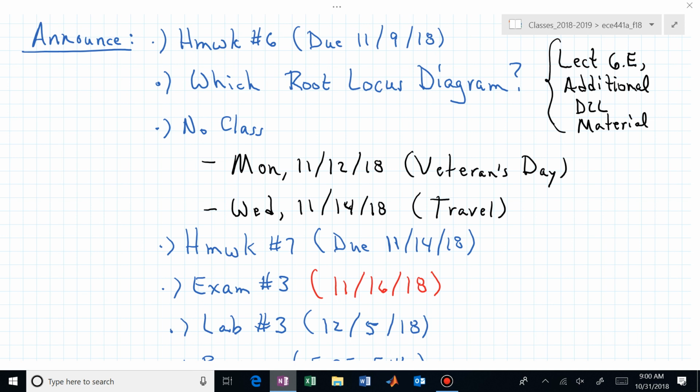Announcements, I guess they're all spooky, aren't they? All of these sessions together. But homework number 6 is due a week from Friday.